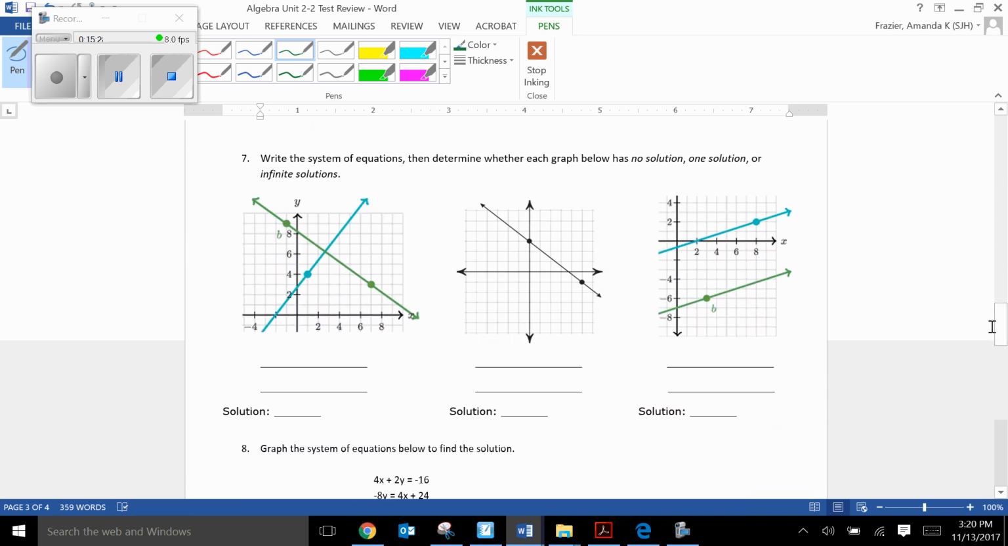Number 7, write the system of equations, then determine whether each graph below has no solution, one solution, or infinite solutions. So let's look at the first. First of all, I can tell it has one solution. I'm going to need to be able to find the solution. The second one I can tell is infinite, because it's one line. It's the same line. And the last one, I can tell that it's parallel, so there is no solution, because parallel lines have the same slope, so they'll never cross. But it wants me to write the systems.